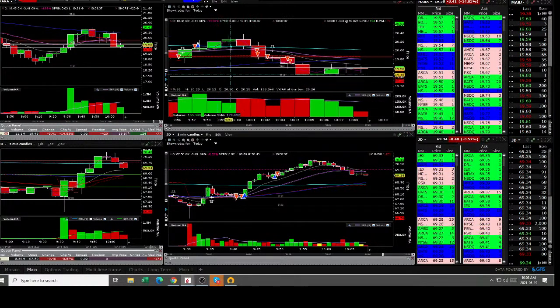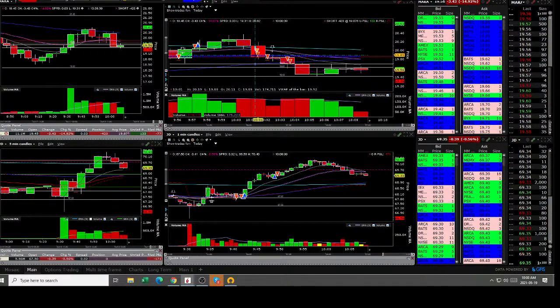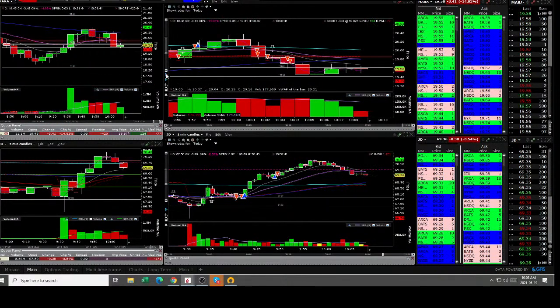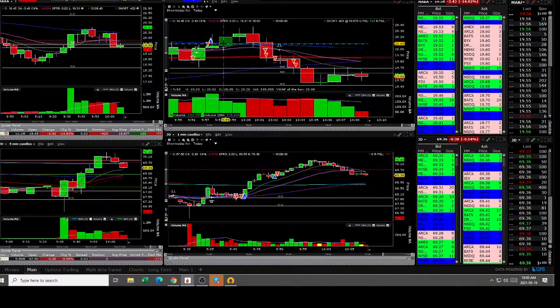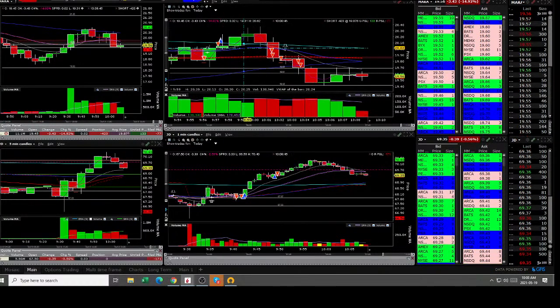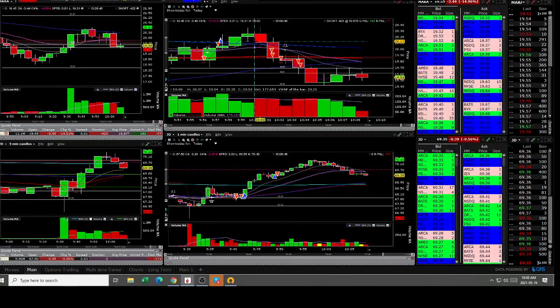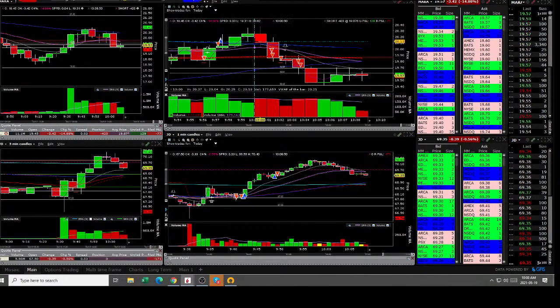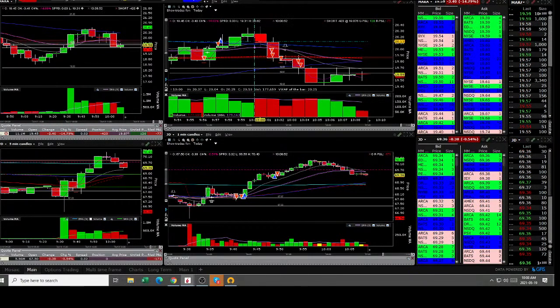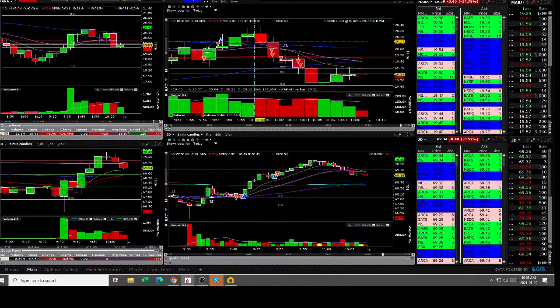So 35 more seconds. I don't want this to go beyond this level. 1842. Look at this. Okay, so now I'm putting the trigger. If it's moved back up, I'm gonna take the partial. I really want this to come down.